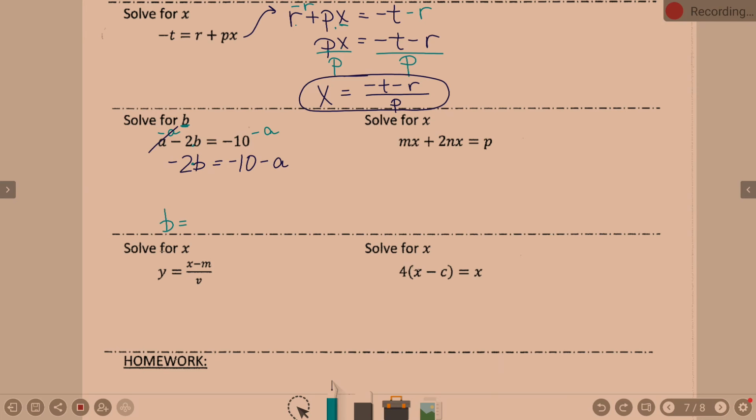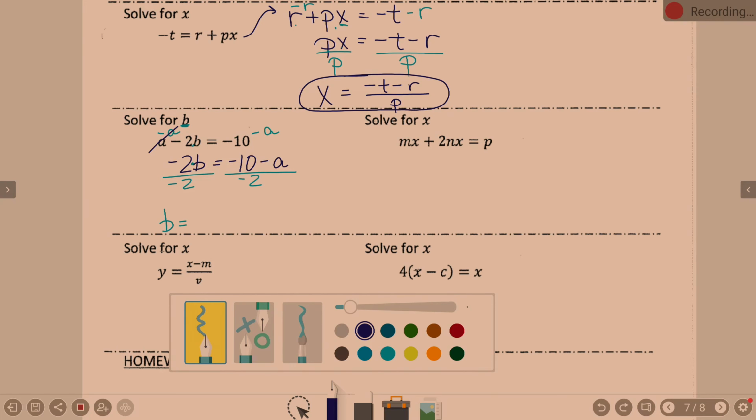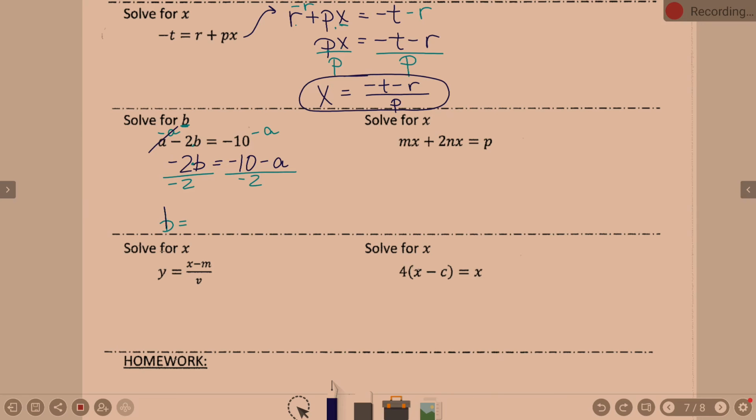Okay, there we go. Good teamwork. If it's negative 2 times b, I'm going to divide that number away, which means I'm dividing by negative 2. On the left, the negative 2's cancel, and I have b equals. On the right, yeah, 10 can divide by 2, but can a divide by 2? No. So just leave it like that.